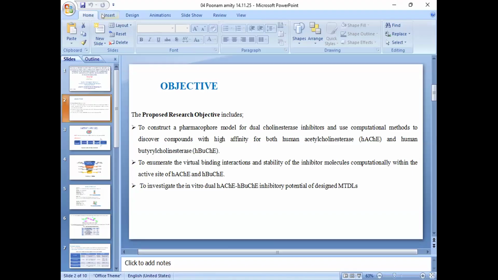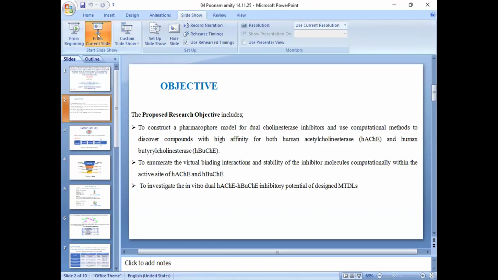The main purpose of the research is we are in need. Actually, I'm working on Alzheimer. As we all know, proper treatment of Alzheimer is yet to be obtained, as it only provides the symptomatic treatments.